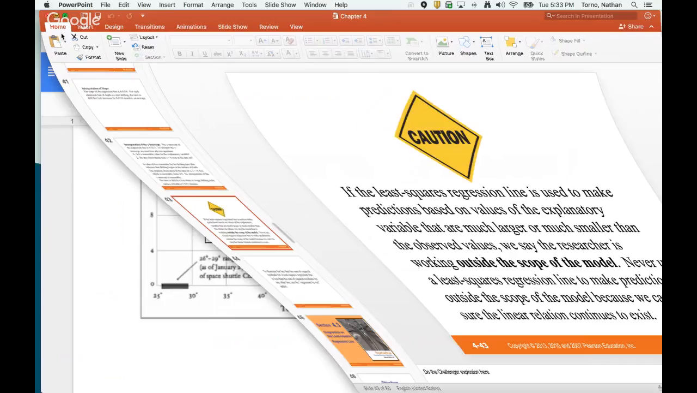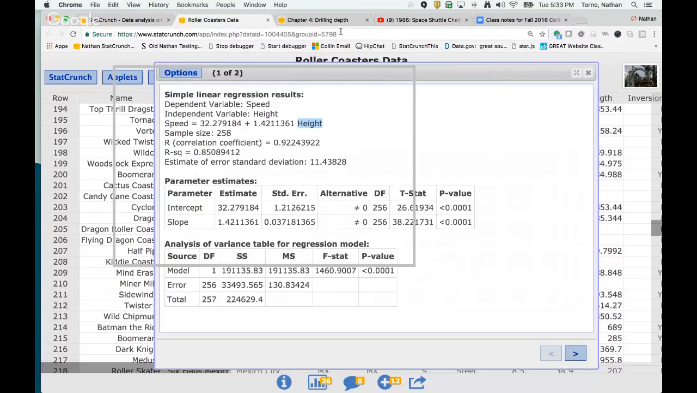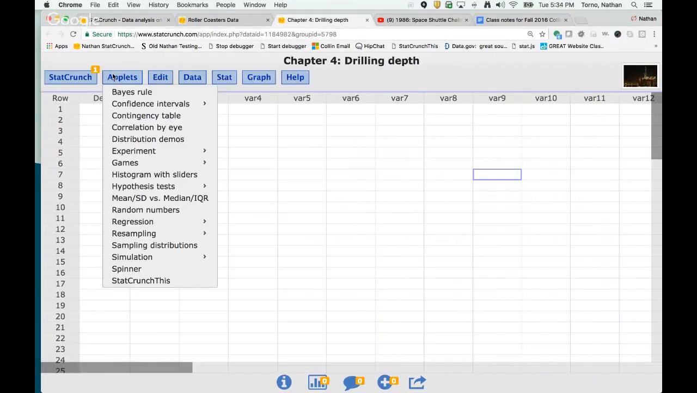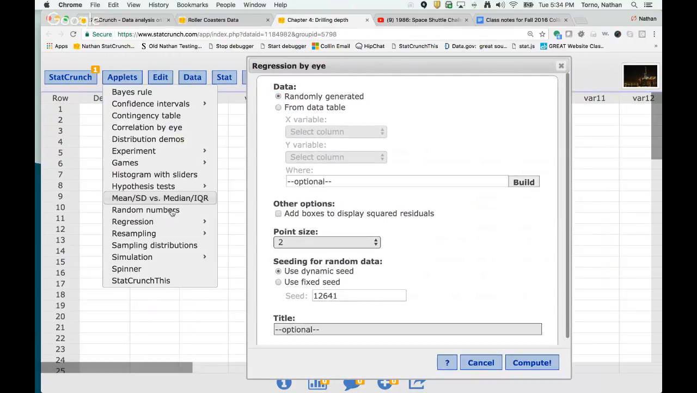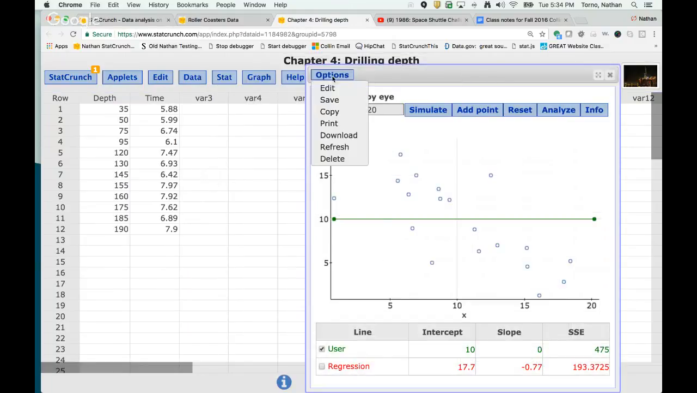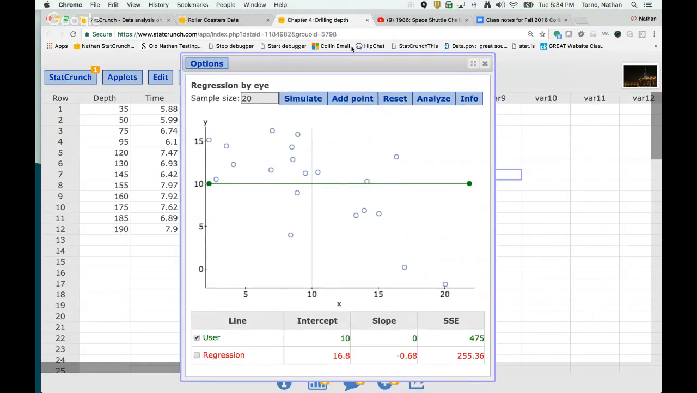So let me show you a few more things on regression. A little aside here, but I really want you to understand these equations a little bit better and how these things are affected. I'm using the applet Regression by Eye here. This is something you could play with on your own if you want to get to know these regression lines a little bit better. Let me make the points a little bit bigger just to make sure they're visible on your screen.